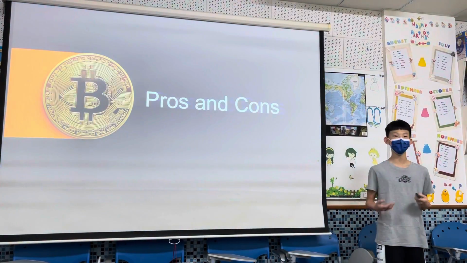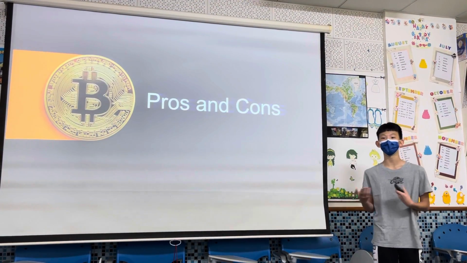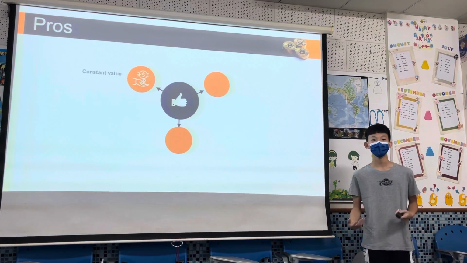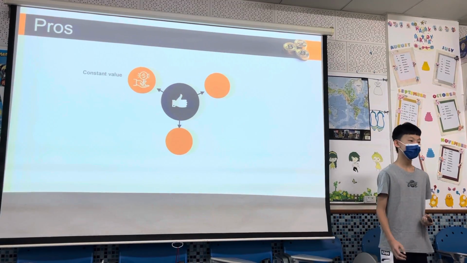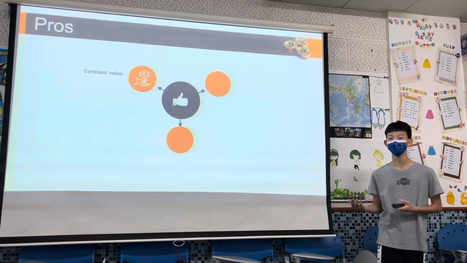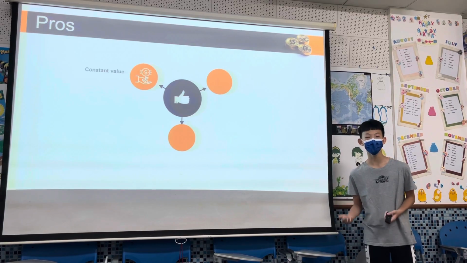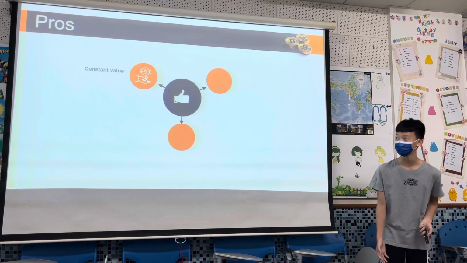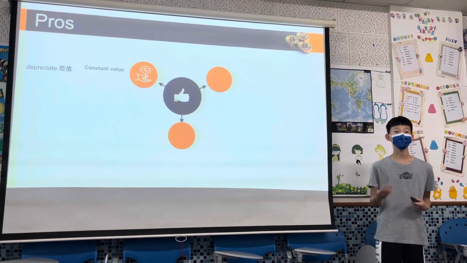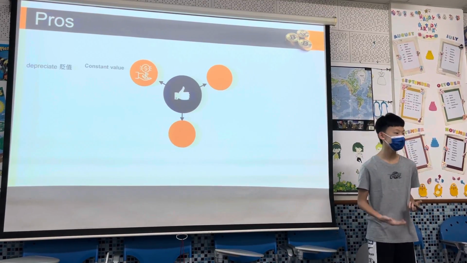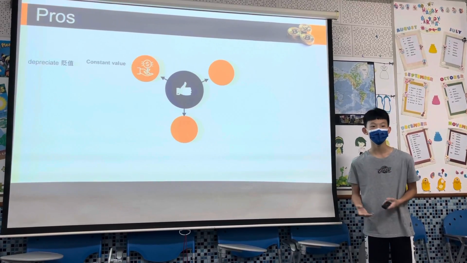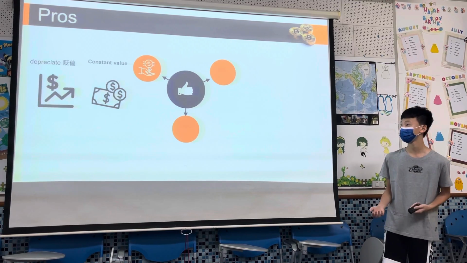After that, I will evaluate the Bitcoin system's pros and cons. The first advantage the Bitcoin system has is that it has a constant value. Since Bitcoins cannot be issued by any other countries, it is hard to be affected by international situations, and so it is not easy to depreciate. The paper currency in our hands is the easiest to depreciate. Once the government prints more and more money, our money becomes less valuable.